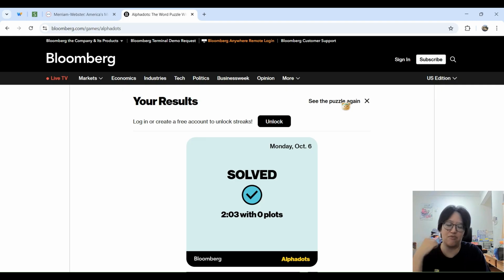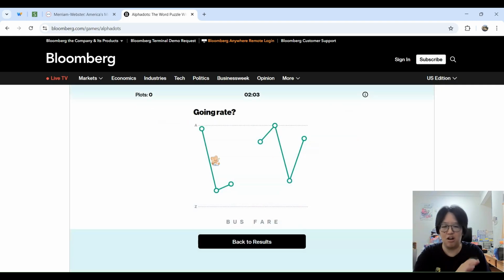So I think the aim is to try to get it fast, and if you can, don't plot anything, because when you plot it, obviously it's giving you hints. I try to look at it and visualize it without doing any plots. Plots is you trying to guess whether the letter is in that spot, and then if it's correct or not, it will show on the line here.